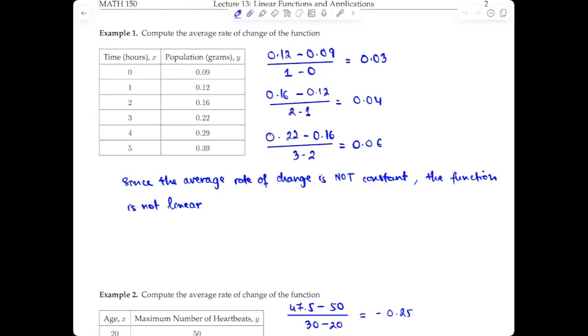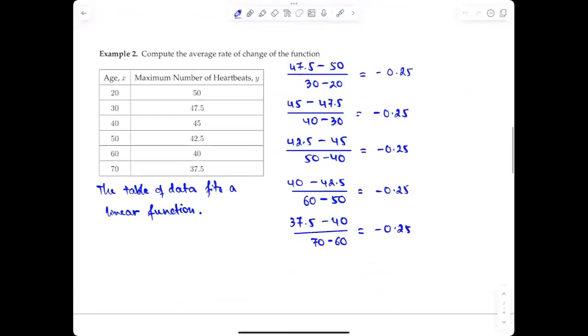So we say that the average rate of change is not a constant for the first example. But for the second example, when we calculate the rate of change for different data sets, we see that we have the same number, which is negative 0.25 in this case. And therefore, we conclude that from this data, the average rate of change is a constant. Therefore, you can use a linear function to fit this data set. Any questions? We good? So that's what we covered last time.